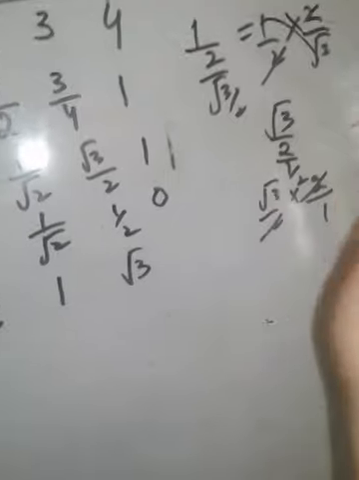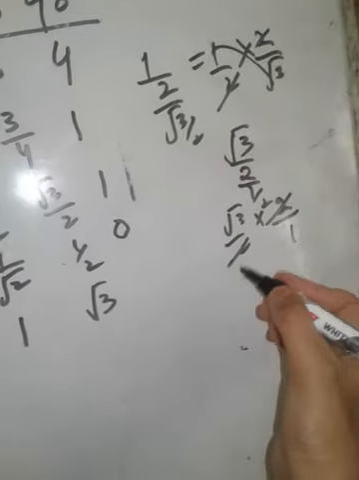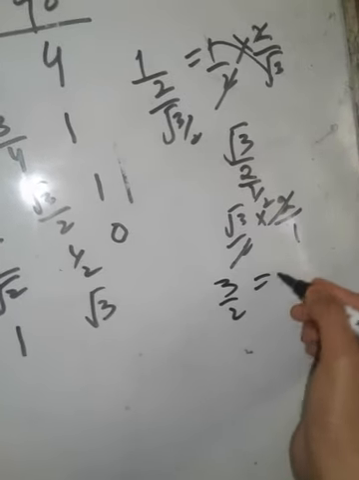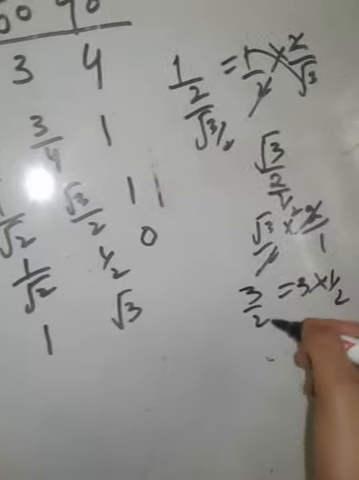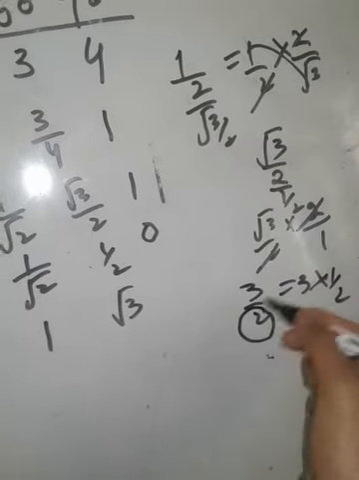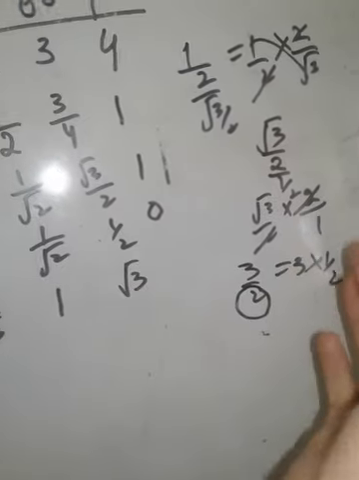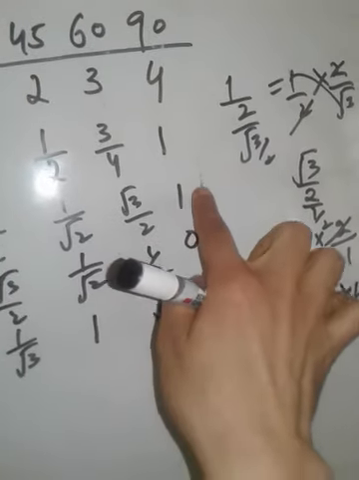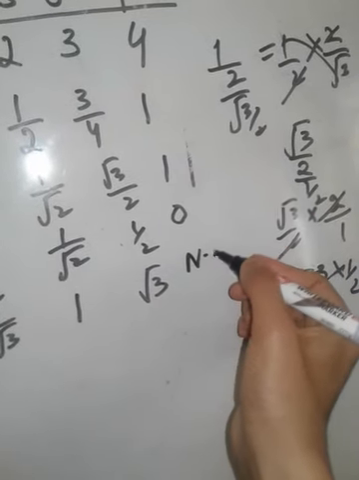Divide means multiplication by multiplicative inverse. For example, if you have 3 divided by 2, it means 3 into 1 by 2. Divide means multiply by what? By multiplicative inverse. Multiplicative inverse of 2 is 1 by 2. So you know it from your previous classes. So to find tan 90, this is 1 by 0, this is not defined.